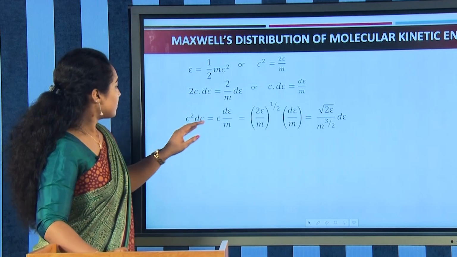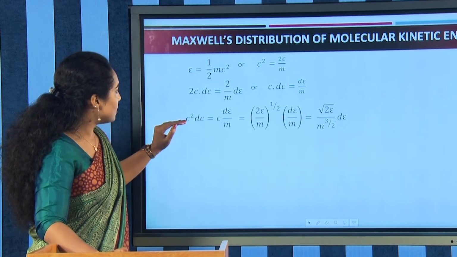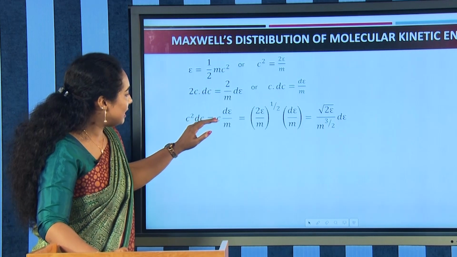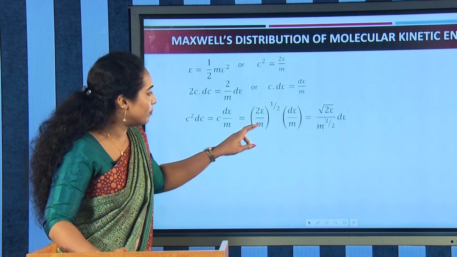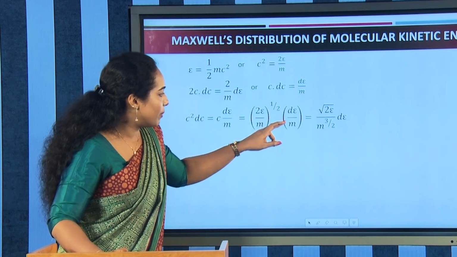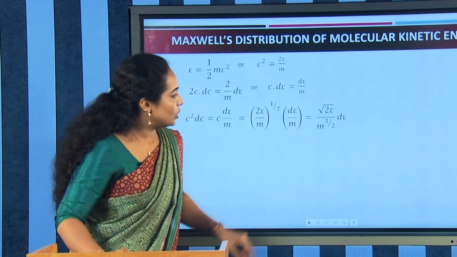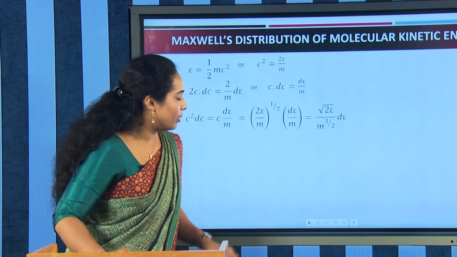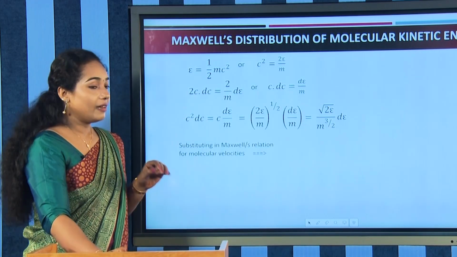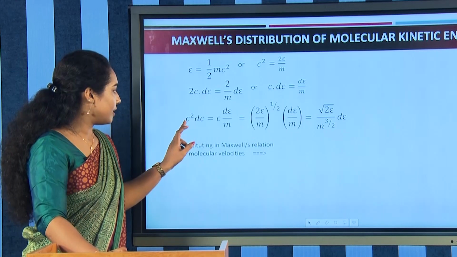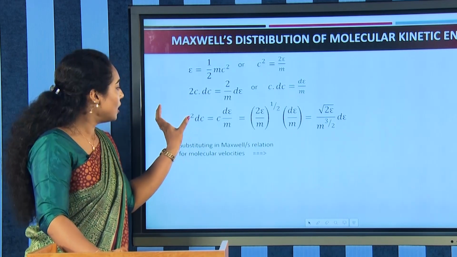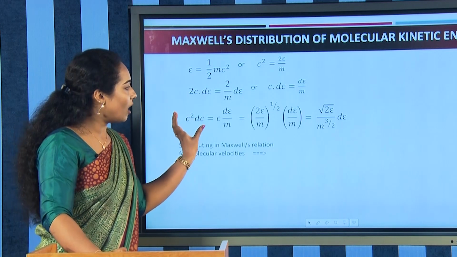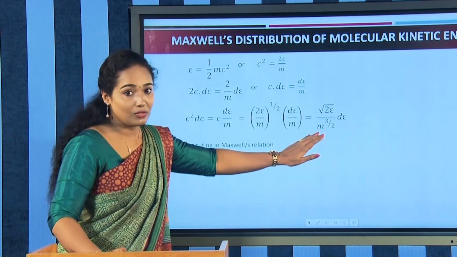Substituting these values, c square dc is equal to c dE by m, so we get 2E by m raised to the power half, dE by m, which is equal to root 2E divided by m raised to 3 by 2 dE. Now we substitute this relation, the c square dc term, in our Maxwell distribution of velocities, so that instead of velocities we have energy terms.